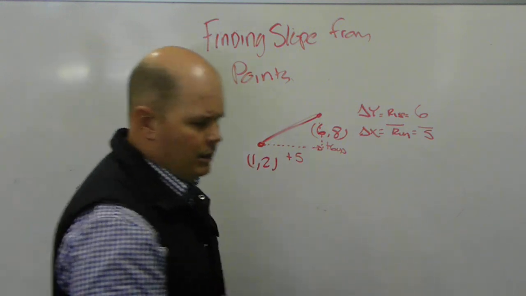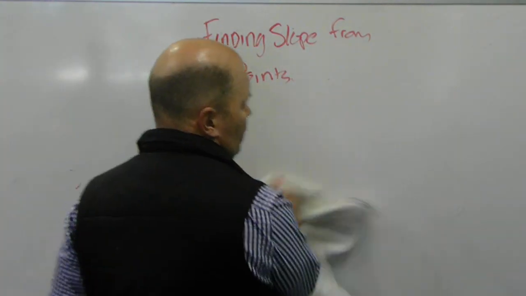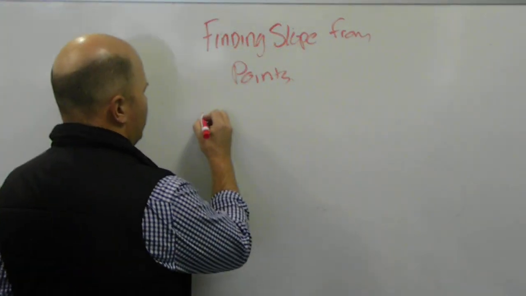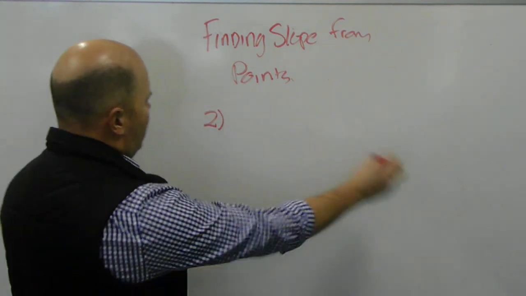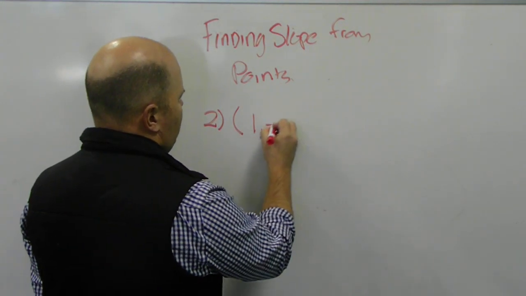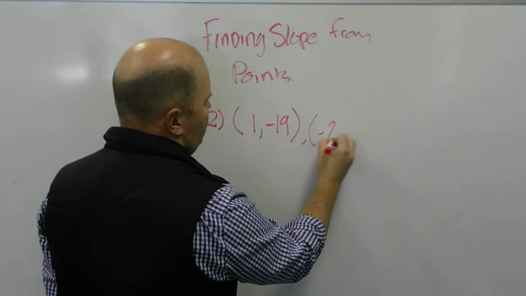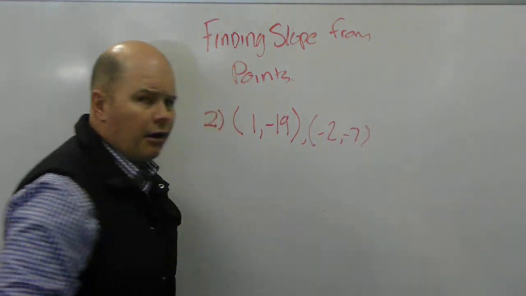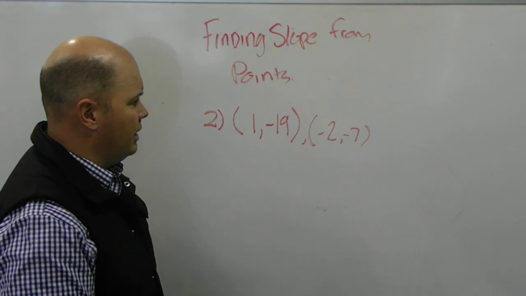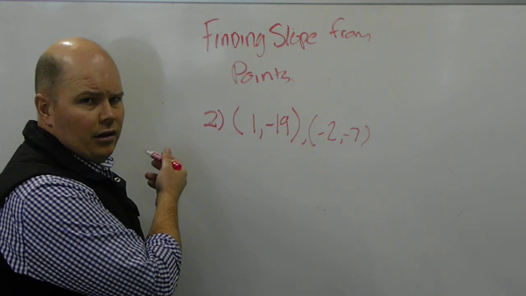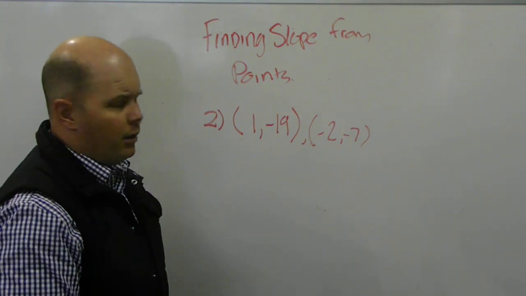But we don't always have an easy graph. So let's take a look at something that's a little more complex. Like let's say problem number 2 on our worksheet that you're working on in class today. It gives us the coordinates 1 and negative 19, as well as coordinates negative 2 and negative 7. Now I don't know about you guys, but when I look at that, I'd be thinking that's kind of a pain to graph. I mean, 19 in the negative axis is going to be way over here. Seems like it'd be a big pain.